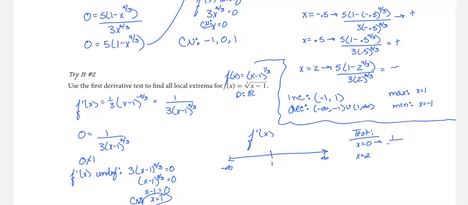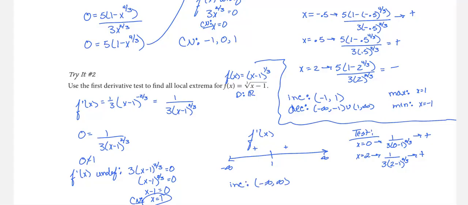So I'm going to have 1 over 3 times 0 minus 1 to the 2/3. I want to know, is that positive or negative? If I take 0 minus 1, that is negative 1, and then I square it, I get a positive 1, and the cube root of a positive is a positive, so this guy ends up being a positive. If I look at 2, I'm going to end up getting a positive also. So what this means is this function is increasing on its entire domain.